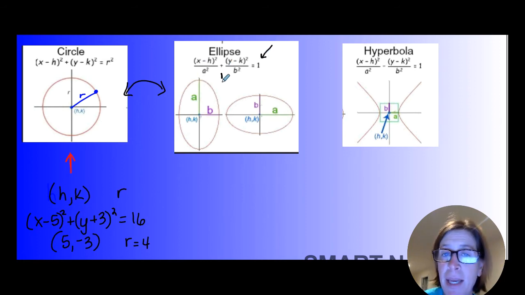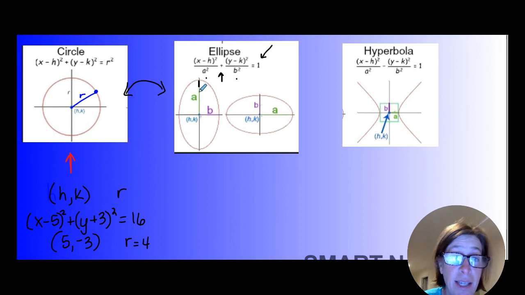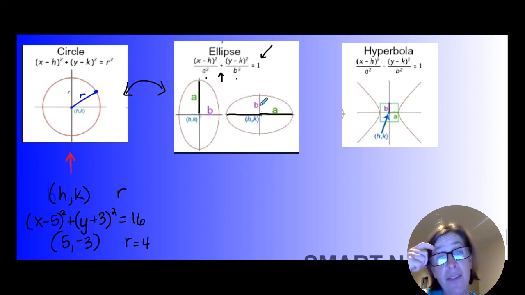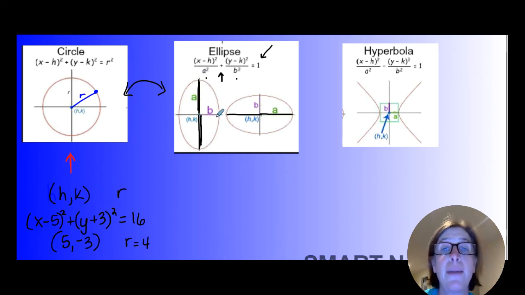They're still being added because it's very similar to a circle, but we can tell if it's going to be a vertical ellipse or a horizontal ellipse by the values that are under the x and the y. If the value under the x is larger, then it's going to be looking like this. And if the value under the y is larger, it's going to look like this. So I'd call it a vertical ellipse.